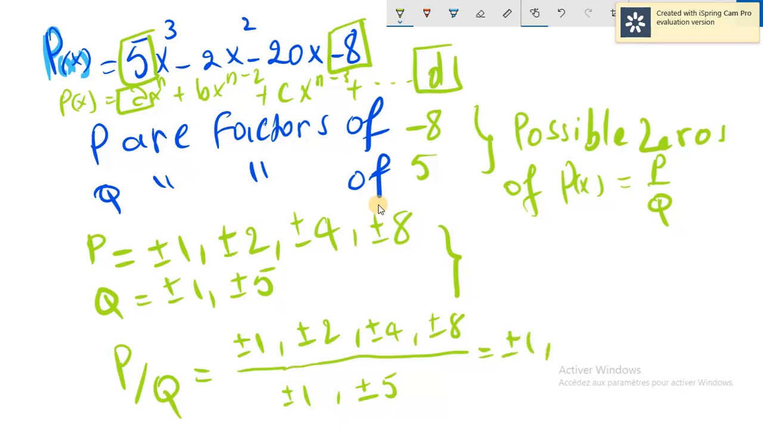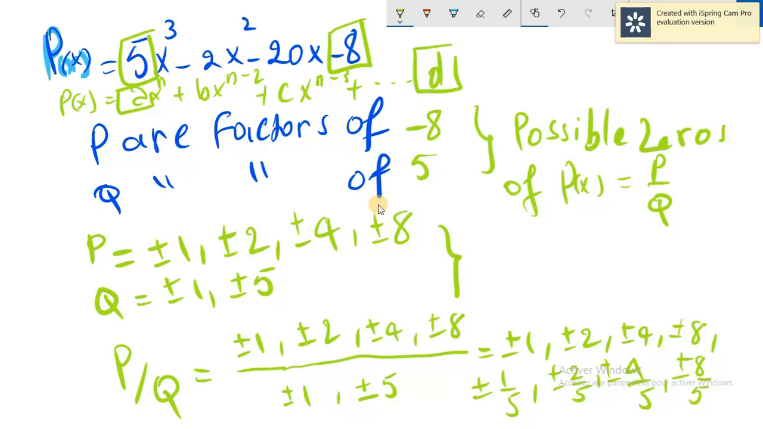Then you go to positive negative 2, we divide it by positive negative 1, so you get positive negative 2. For 4, you get the same. For 8, you get the same. Now, let's go to the other denominator, which is plus and negative 5. So you will get also positive and negative 1 over 5, positive negative 2 over 5, positive negative 4 over 5, and positive negative 8 over 5.